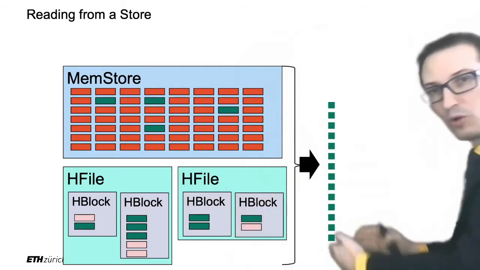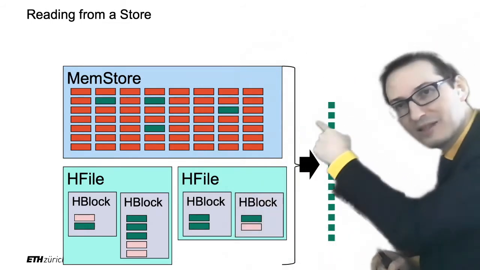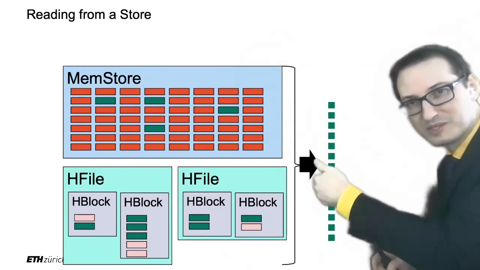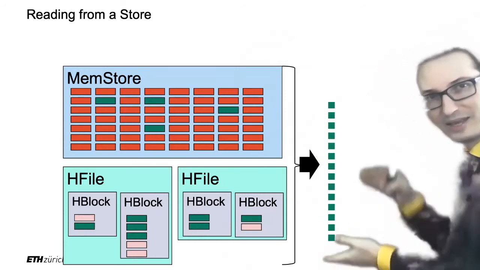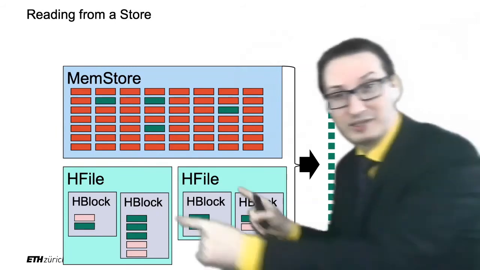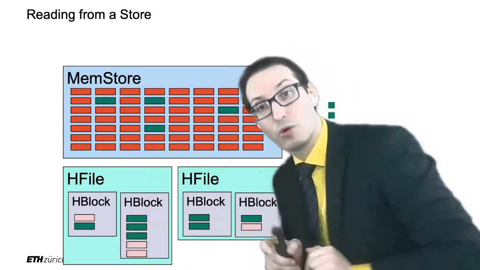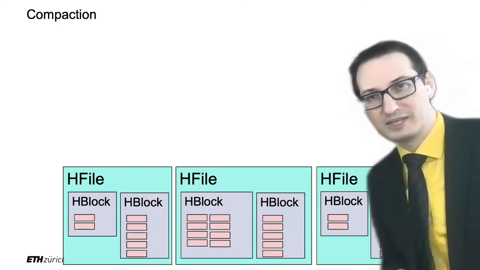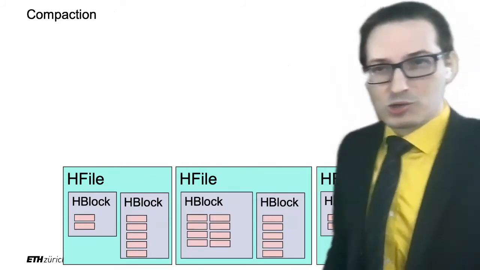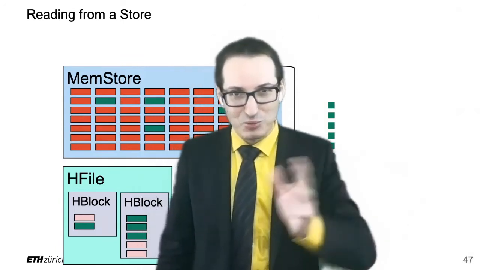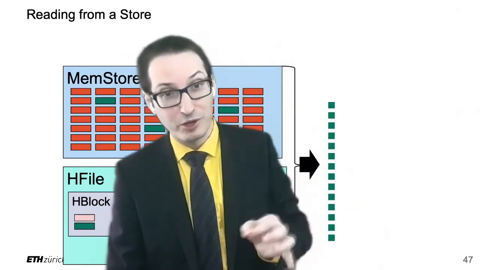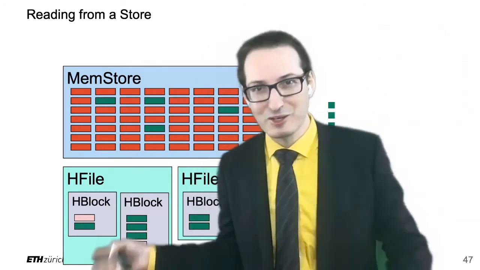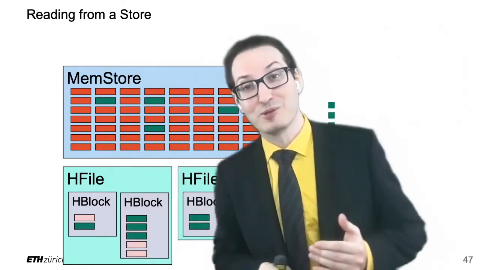And then you assemble all the key values you want. Then you eliminate the older versions. So if you see several versions of the same cell, you just take the latest. And that's it. This is how you read from a store. And indeed, the challenge is we need to look from all these places in order to reconstruct the actual table. As a consequence, we do not want to have too many H files, because then it just becomes a nightmare to read from so many places.